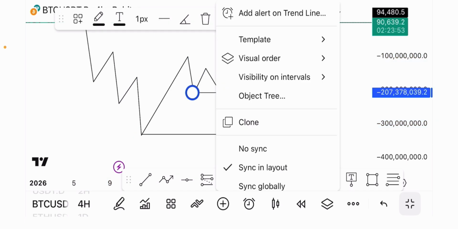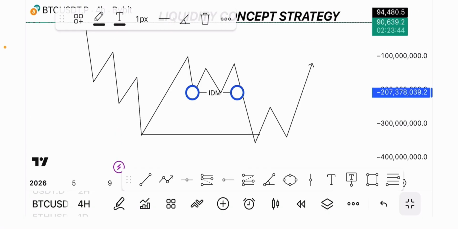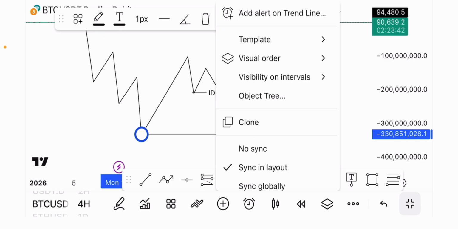This is an inducement. You wait for the market to form inducement before you enter. Don't enter aggressively. Wait for the market to filter a high probability setup for you to enter the market. So very important. Patience is a virtue.